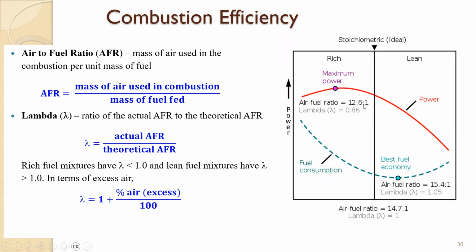Ano ba yung ibig sabihin ng lambda? Ito yun. Nandito. So look at this. Sa taas, the air to fuel ratio is 12.6 is to 1. Yung lambda mo is 0.86. So that means this is maximum power siya. Diba? Ayan no?